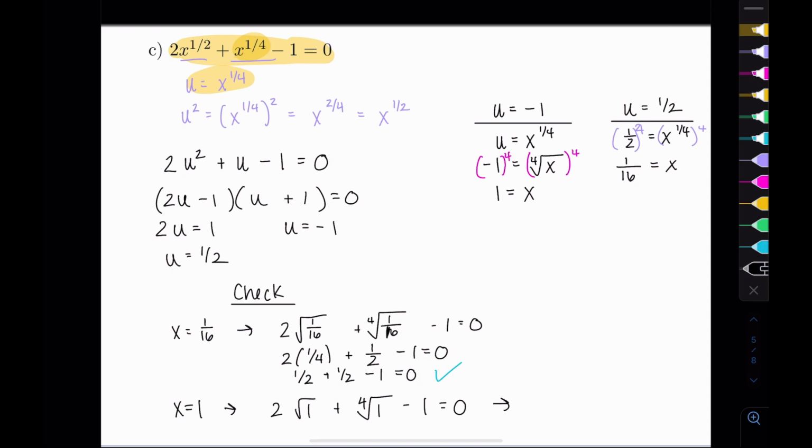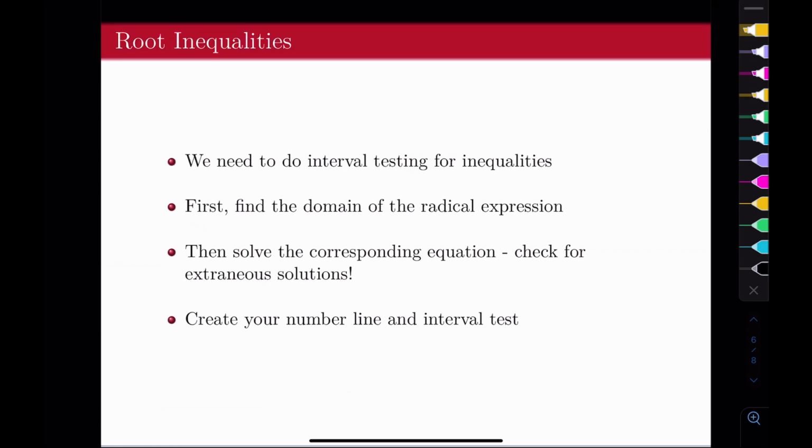So what this tells us is 2 times 1, which is 2, plus 1 minus 1 equals 0. And this one, unfortunately, does not work. So that is not a solution. And we only end up with a single value of 1/16 solving this equation. Okay. All right, so let's try to do our inequalities now.